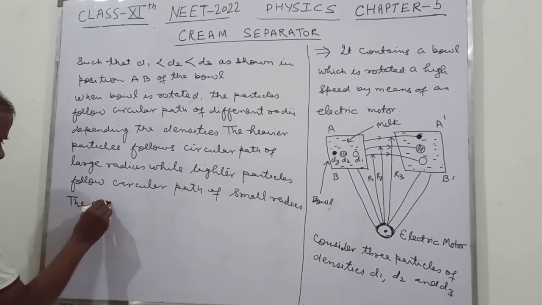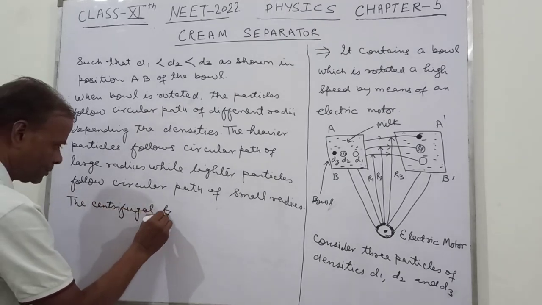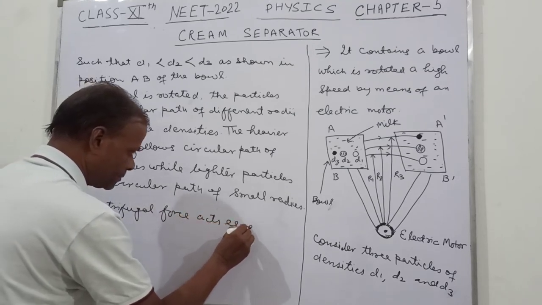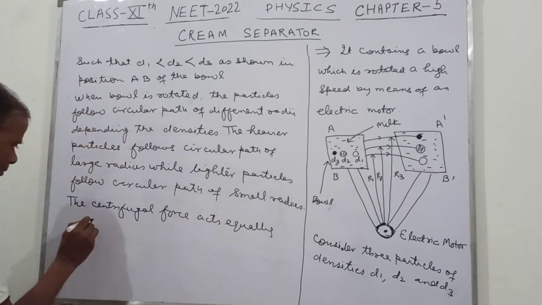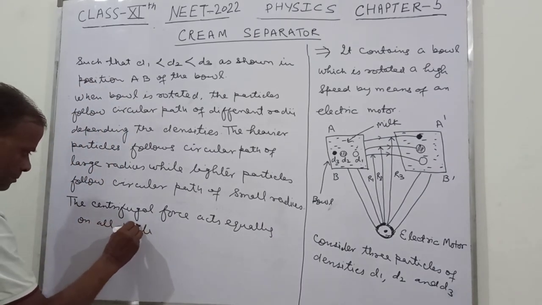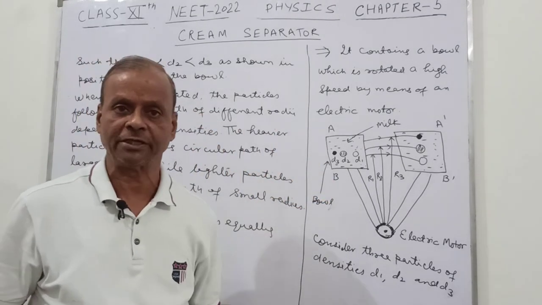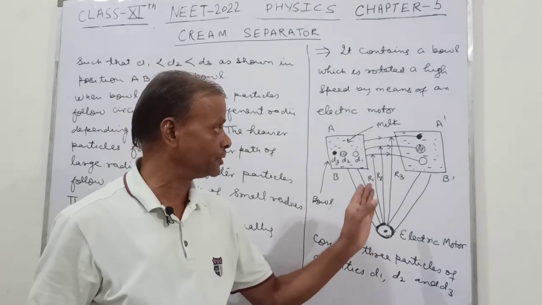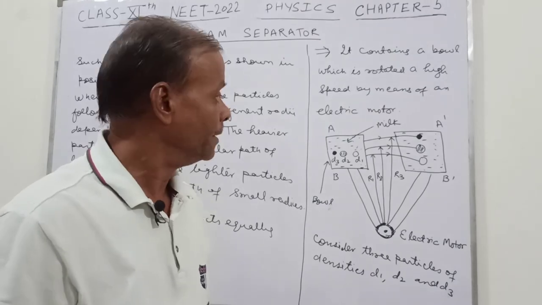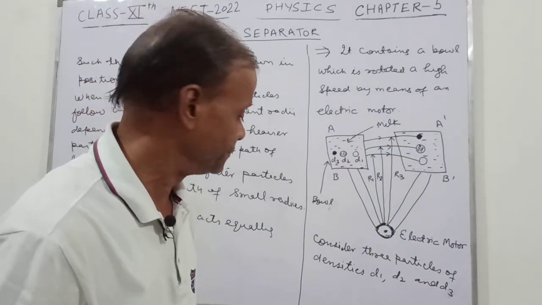The centrifugal force acts equally on all particles. तो सेंट्रीफ्यूगल फोर्स जो होता है वो सब पर बराबर होता है, लेकिन इसकी वजह से इस पर जो पाथ होते हैं ना, the paths of the circles of these particles are different depending upon their densities.